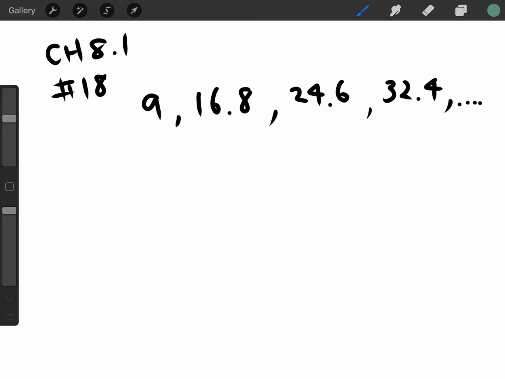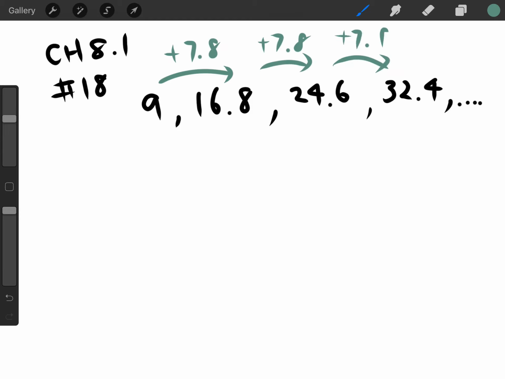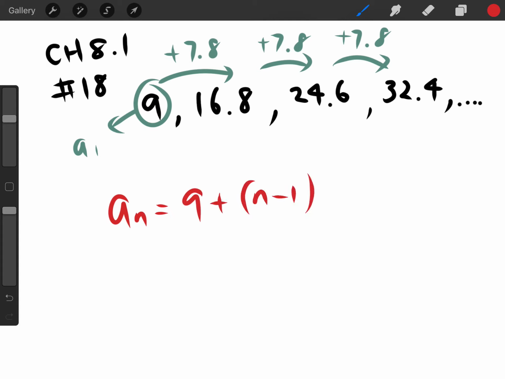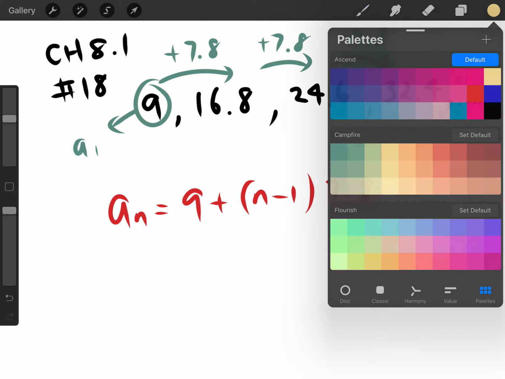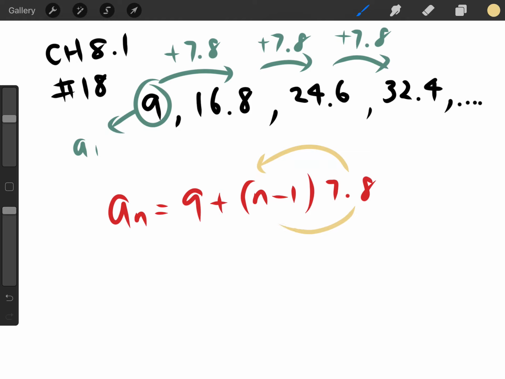Okay, so what is the common difference? Positive 7.8, positive 7.8. Okay, same thing over here. So that's going to be your a sub 1. Okay, so you got all the information over there, so just go ahead and write the rules. So a sub n equals, the first term is 9, plus, keep it as n minus 1 as usual, and then multiply by 7.8. Okay, now you're going to distribute 7.8.